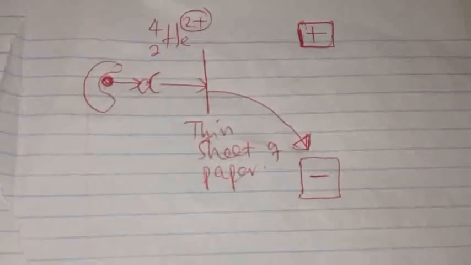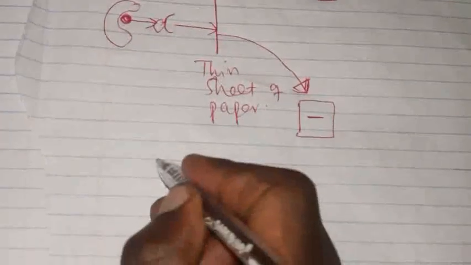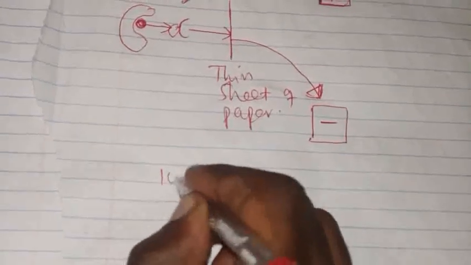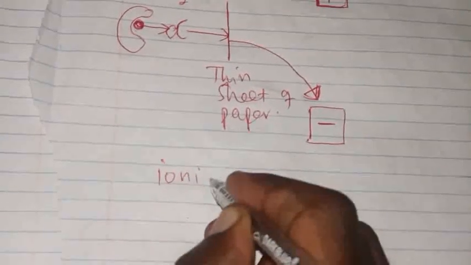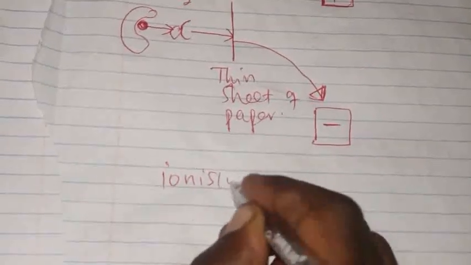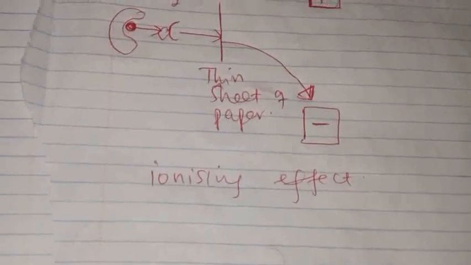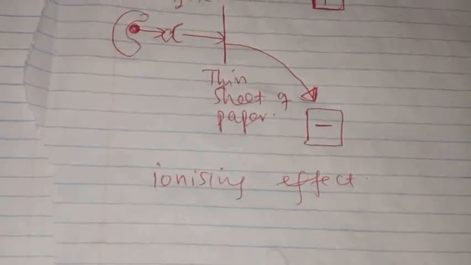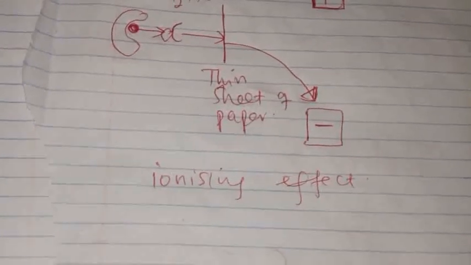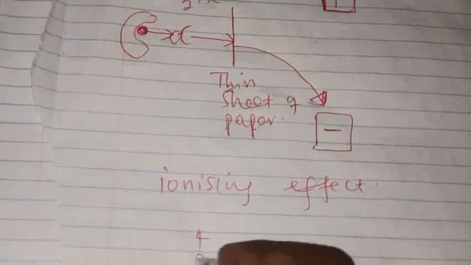And in terms of ionizing, we can say they have a greater ionizing power or ionizing effect. Of the 3 radiations, they have a very high ionizing power. They produce a large number of ions. For example, you have 4,2 He with the 2 positive. And remember, they have a positive charge of 2.